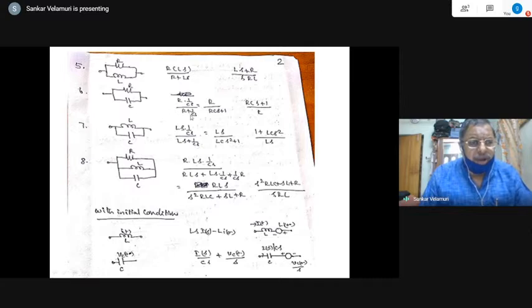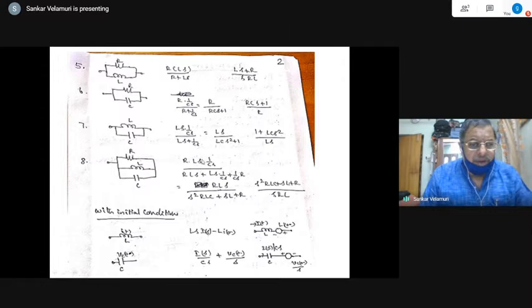Similarly, for R and C, R into 1 over Cs by R plus 1 over Cs, taking the LCM as Cs in the denominator. Cs gets cancelled, and this becomes R by RCs plus 1. The reciprocal of this is RCs plus 1 by R. And for L and C, you can see Ls into 1 over Cs divided by Ls plus 1 over Cs. Taking the LCM as Cs, C gets cancelled in both numerator and denominator. So Ls retains, Ls by LCs square plus 1, and the reciprocal of this is 1 plus LCs square by Ls.